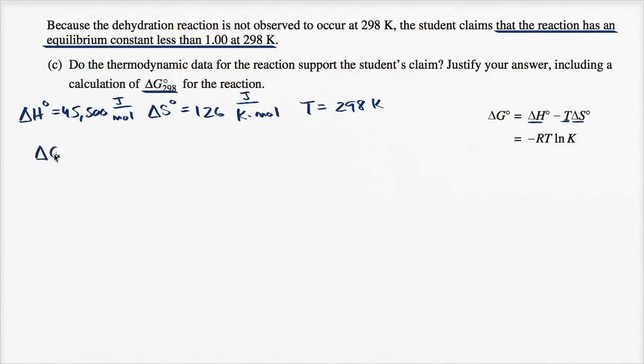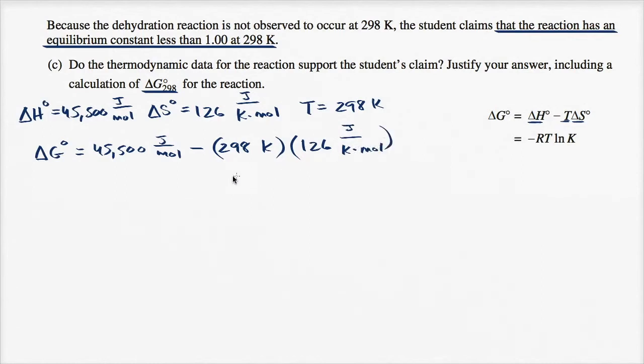The delta G is going to be equal to our change in enthalpy, 45,500 joules per mole, minus our temperature, 298 Kelvin, times our change in entropy, 126 joules per Kelvin mole. And notice the Kelvin and the Kelvin, those should both be capital K's, cancel out, and the units here are going to be joules per mole. The units here are going to be joules per mole, and then we just figure out the difference.